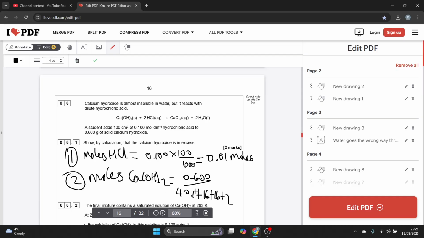And then you get the moles as 8.010 times 10 to the power minus 3. And there we go. I've shown by calculation that calcium hydroxide is in excess.